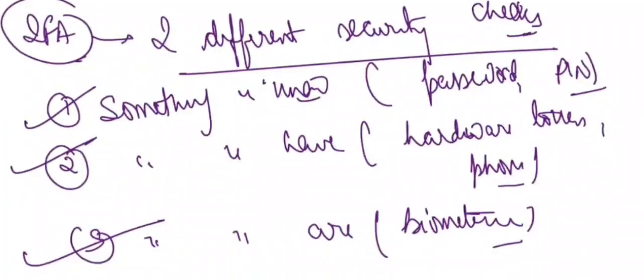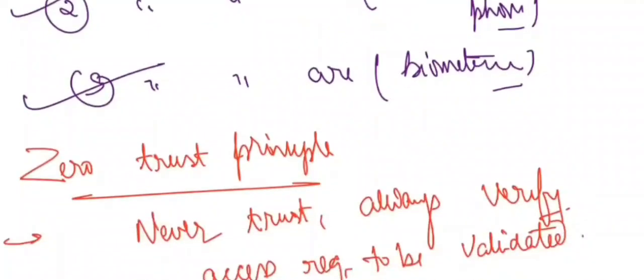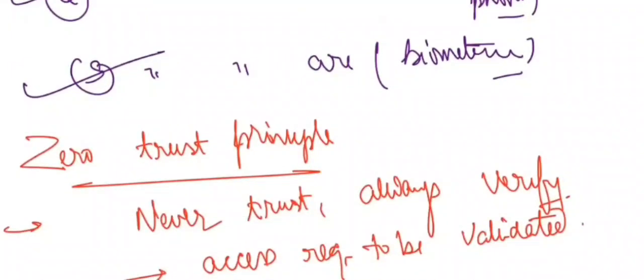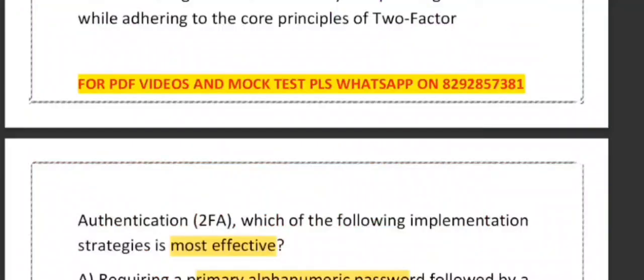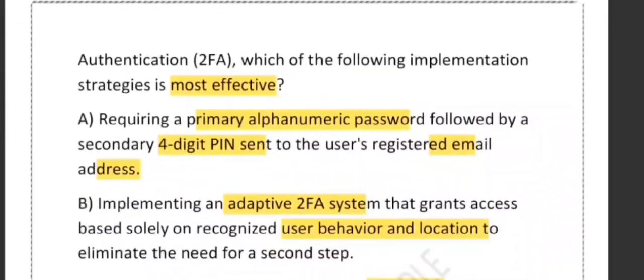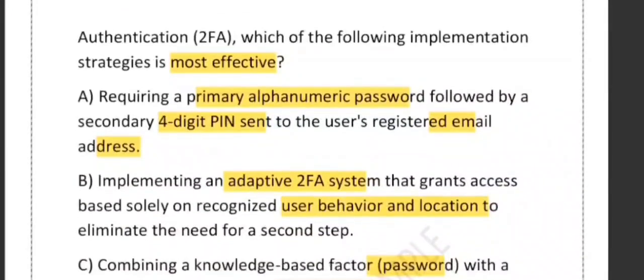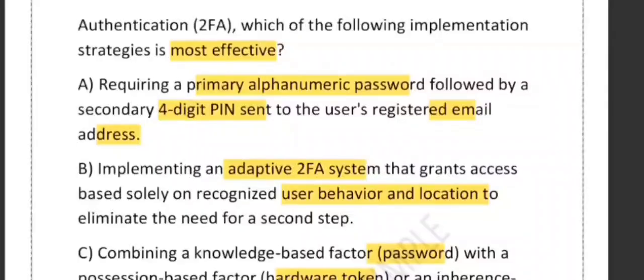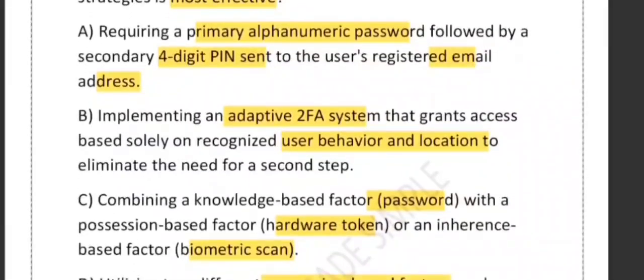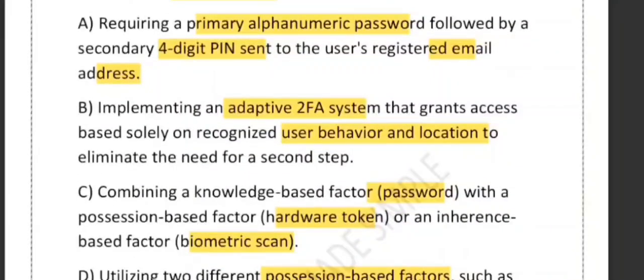So two-factor authentication means two different security checks: something you know, something you have, something you are. And the zero trust principle says never trust, always verify. So that is the point. Now let's look at the options that we have. Option A says requiring a primary alphanumeric password followed by a secondary 4-digit PIN to the user's registered email address. Both the password and PIN are knowledge based. So it is a weak combo, right? This is not the correct answer.